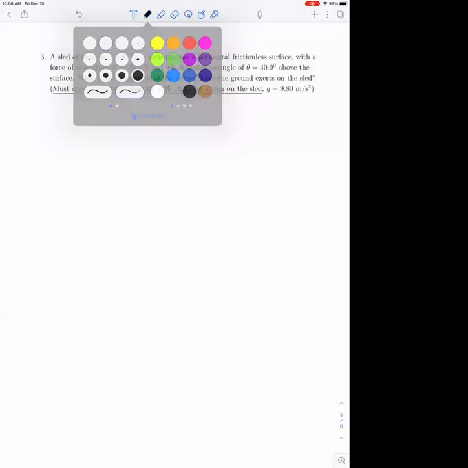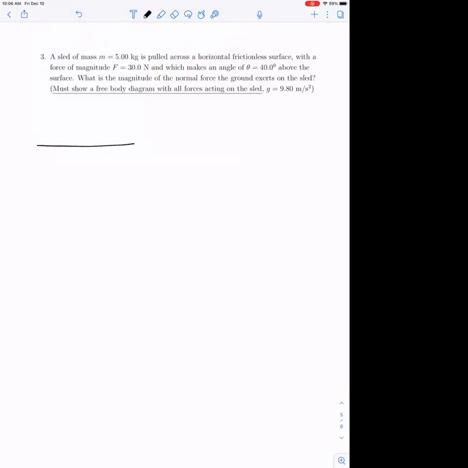Maybe I'll do the figures in black here. So here is a horizontal surface. Here is a sled being pulled across it on this horizontal surface. And we are told that someone is applying a force of 30 newtons, which makes an angle of 40 degrees above this horizontal surface. So that means someone is pulling on this like so with some force F at some angle theta, which in this case is 40 degrees above the surface.